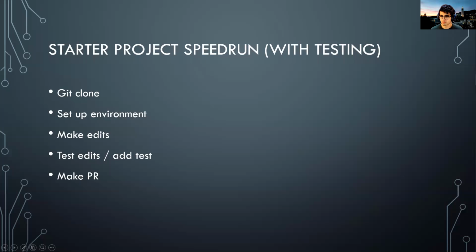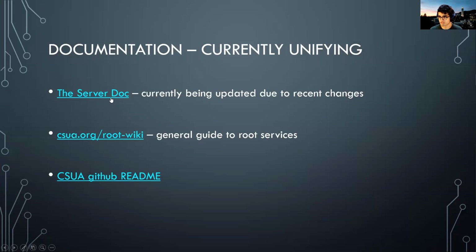Okay, that's the overview of what you need to do to start the path upgrade. Let's cover how you can look for stuff. I'll link this here: csua.org/rootwiki, the various READMEs, or this doc called the server doc are great ways to access ideas and how things are done in the CSUA backend. So these are kind of the documentation. I'm working on unifying it. Right now, GitHub is probably your best bet. And if you can't find it there, go to csua.org/rootwiki.